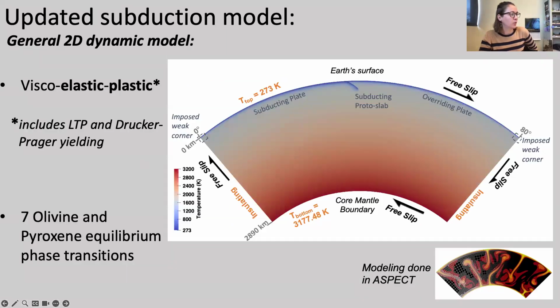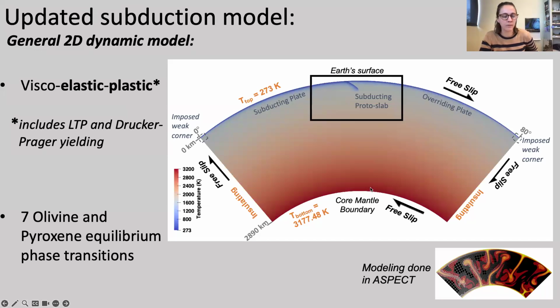I also incorporated the elasticity and plasticity that I mentioned on the last slide into the rheology. I don't have a very visual figure for this since this was done in the equations part of the model. And I also incorporate 7 equilibrium phase transitions for olivine and pyroxene.